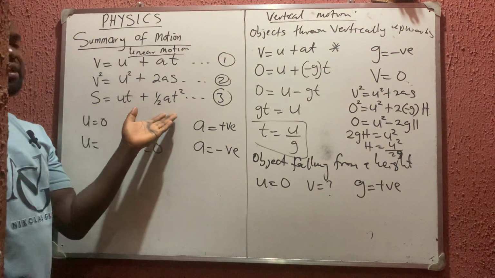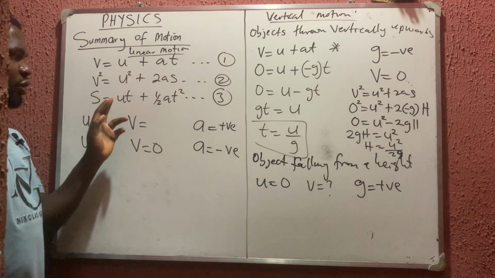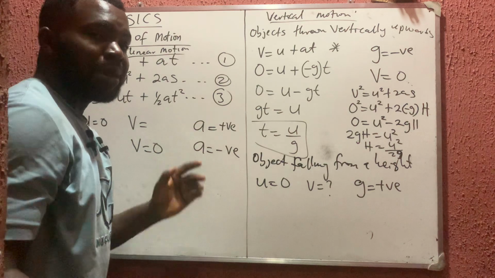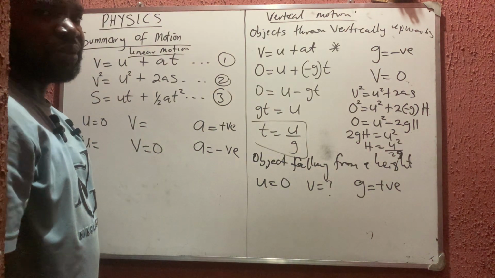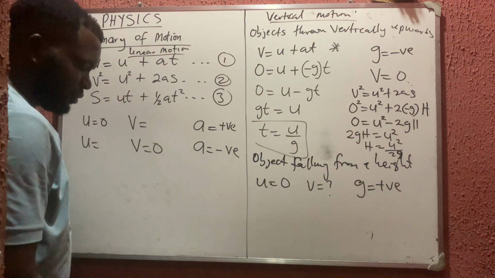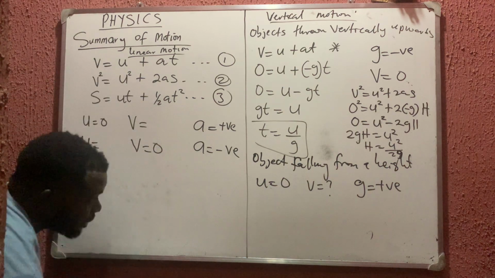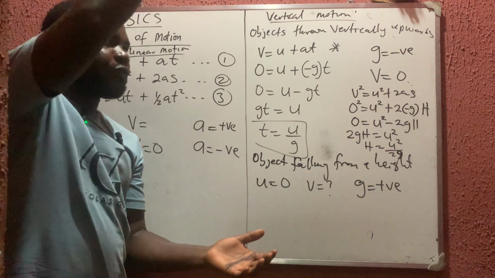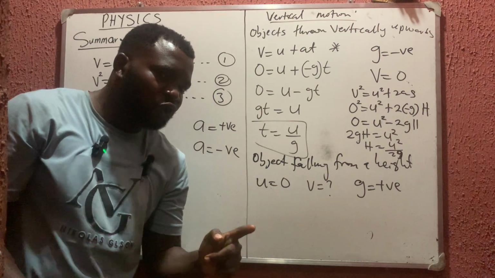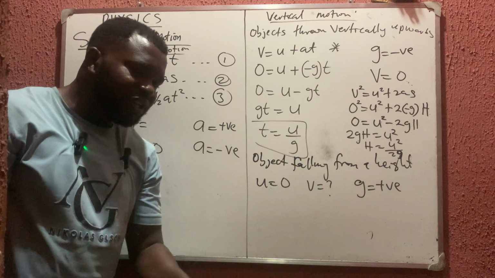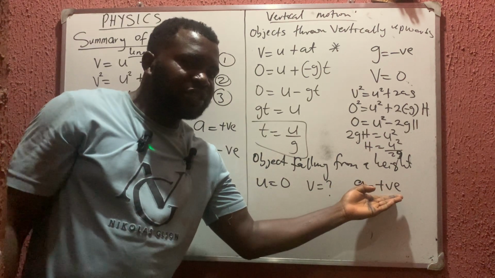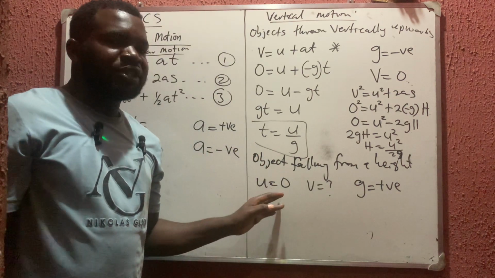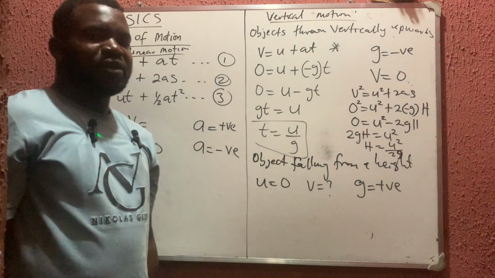The same thing is applicable to the last one. Your s turns to h, you know your U, and then your a will turn to minus g. Very, very simple. Okay? So that is that. Now, when a body is falling from a height, it is moving in the same direction as gravity. And if it is moving in the same direction as gravity, it's going to be positive. And positive acceleration means normal acceleration. So your U will be zero and your V will be any velocity given to you.